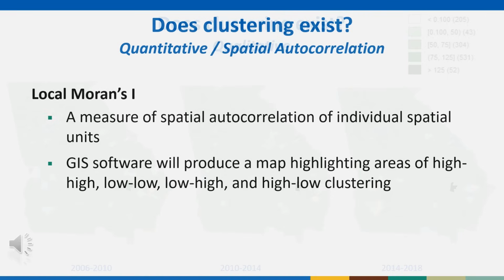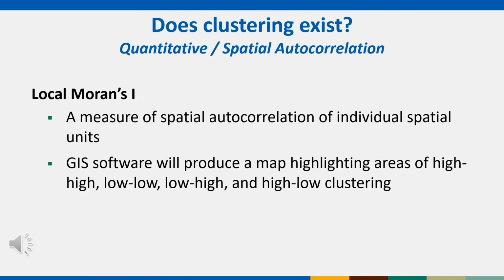GIS software will produce a map highlighting areas of high-high, low-low, low-high, and high-low clustering. Next, we will look at measures of spatial autocorrelation using local Moran's I. When performing a local Moran's I, we are interested in not just whether cancer rates are high or low, but the relationship between the neighboring geographic areas. GIS software will produce a map highlighting areas in reds and blues that are called high-high, low-low, low-high, and high-low.